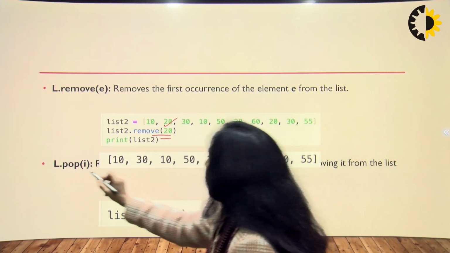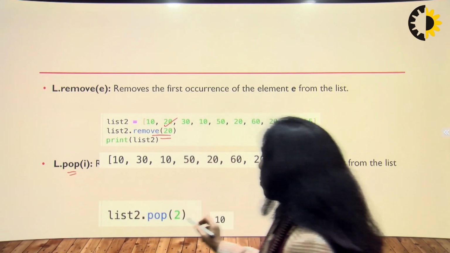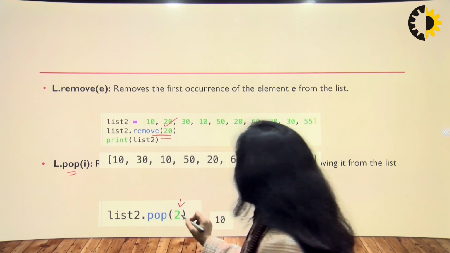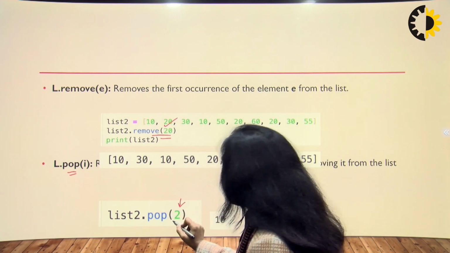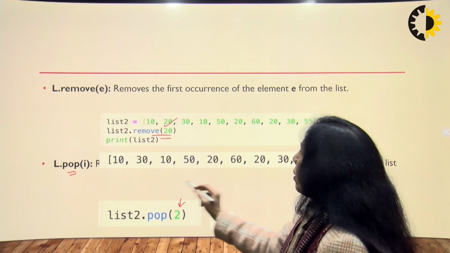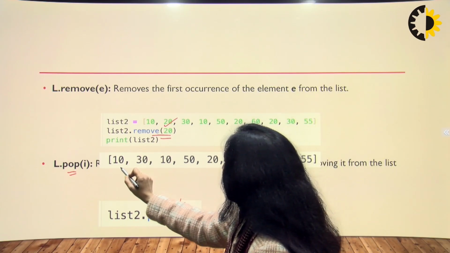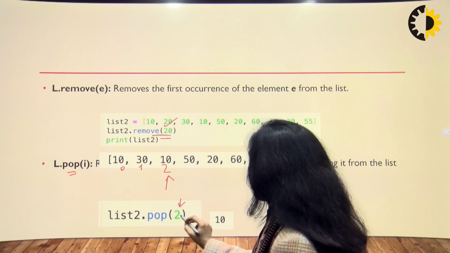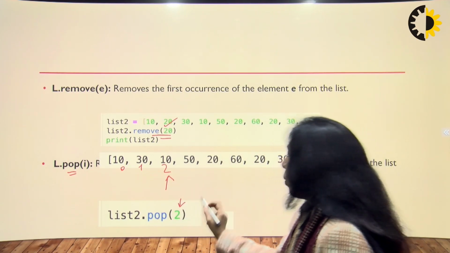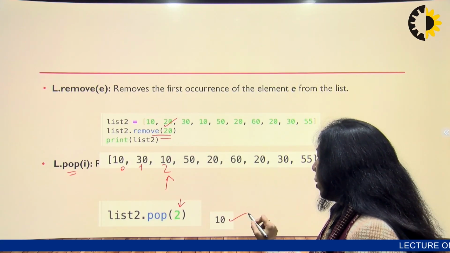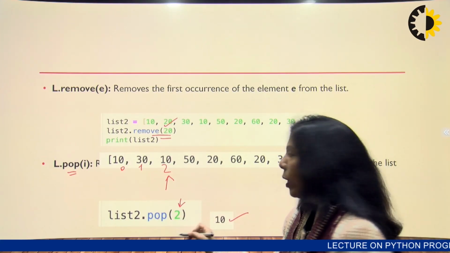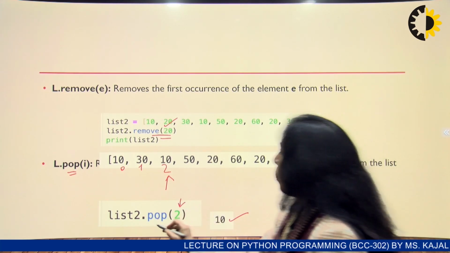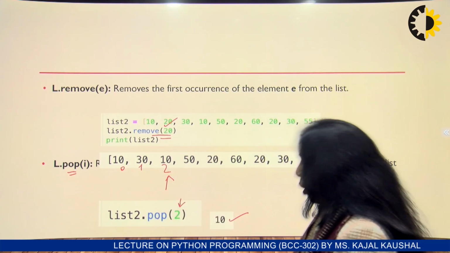Okay. Pop removes the value at the index that is referred to. Pop 2 means it is referring to 0, 1, 2. The value at index 2 has to be deleted, and it will pop up. The value will pop up, but it will be removed from the list. The output will appear, but if we print the list, then this 10 will not appear.